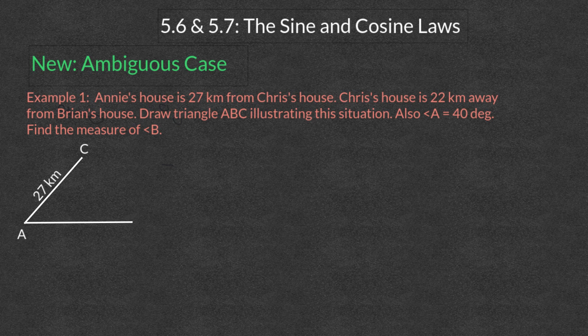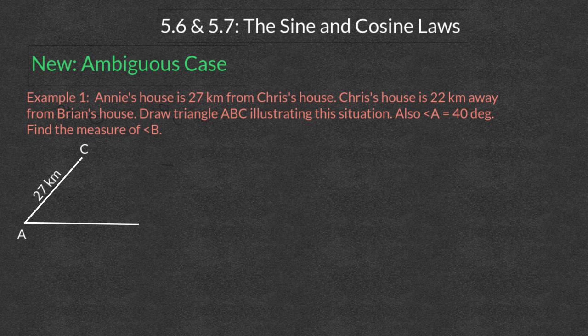I don't know how far Annie's house is from Brian's house, so I don't know how long to make this line. So this is where we have a problem. This is why we have an ambiguous case. There's too many unknowns here. I know this angle that I'm trying to put in at A has to be 40 degrees. I don't know the length of this side, the one that you saw me draw before coming out from C. I don't know how long to make that side. I don't know what angle to put that side on. So there's too many unknowns. So this is an ambiguous case.